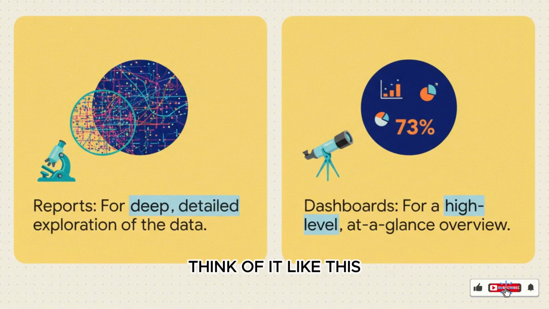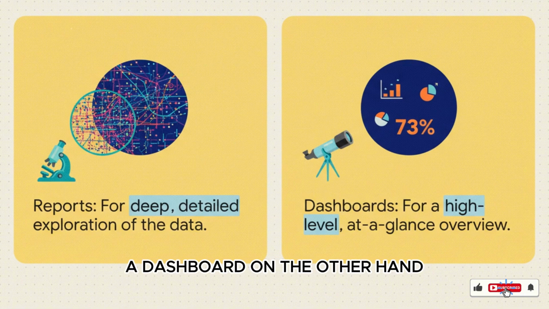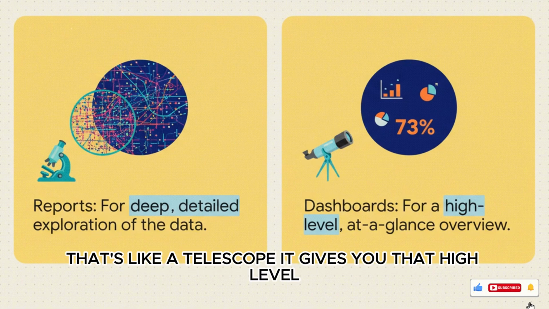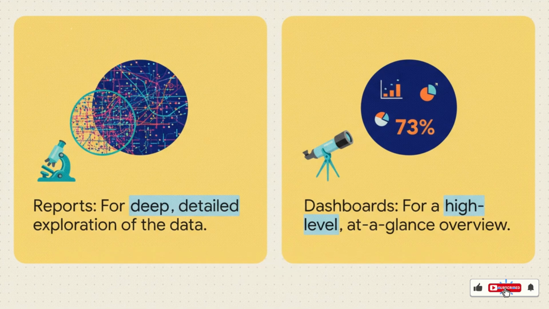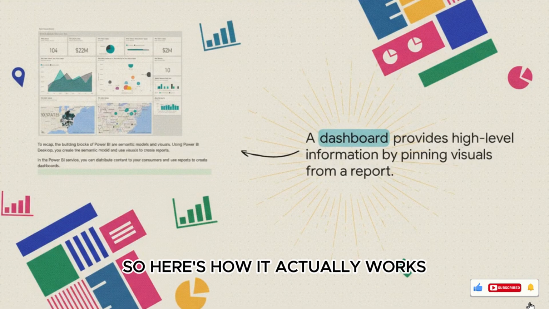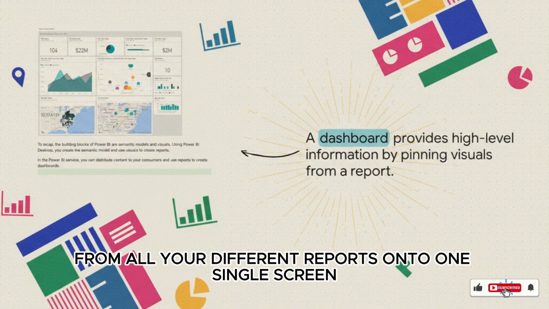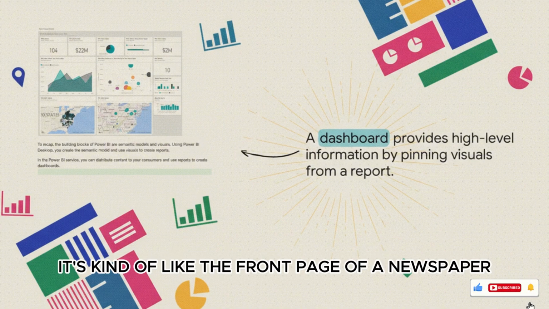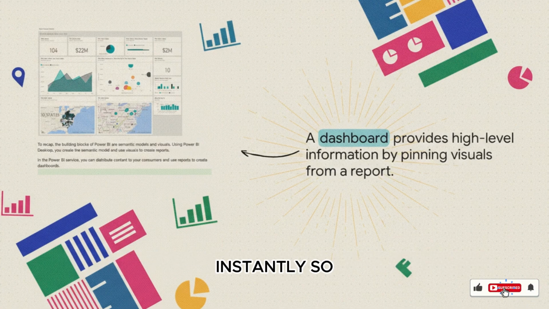Think of it like this. A report is kind of like a microscope. It's designed for that deep, detailed exploration. A dashboard, on the other hand, that's like a telescope. It gives you that high-level, at-a-glance overview of your most important numbers. So here's how it actually works. A dashboard lets you pin the most important visuals from all your different reports onto one single screen. It's kind of like the front page of a newspaper. It gives you all the essential headlines in one place, instantly.